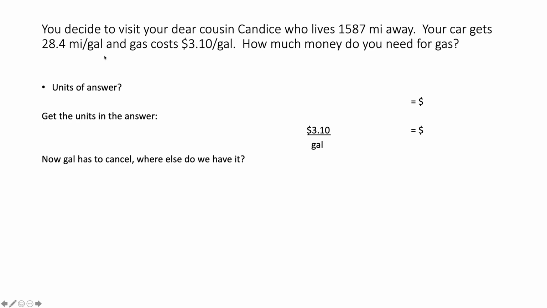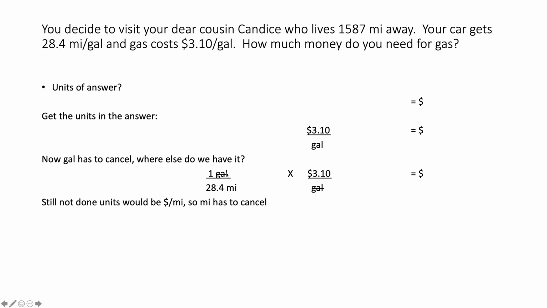So where else do we have it? Right here. But what we're going to do is flip it over. Right? So there's an implied one here, so we know that 1 gallon is 28.4 miles. And again, why am I writing it this way? Because I want gallons to cancel. So I have gallons on the bottom here, and I don't want gallons, so I'm going to put it on the top. If I put gallons on the top, the 28.4 goes on the bottom. Right? So now gallons cancel. Am I done? No, I'm not done. Right? Because if I stop now, I'd have dollars per mile, which is cute and all, but it's not what I was asked. So I have to make miles cancel.